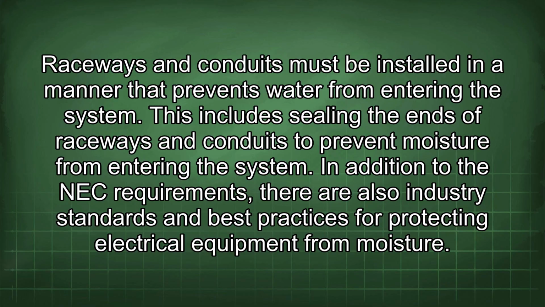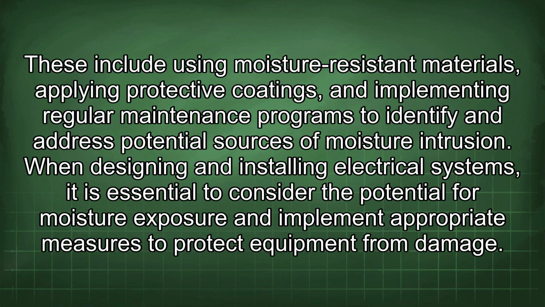In addition to the NEC requirements, there are also industry standards and best practices for protecting electrical equipment from moisture. These include using moisture-resistant materials, applying protective coatings, and implementing regular maintenance programs to identify and address potential sources of moisture intrusion. When designing and installing electrical systems, it is essential to consider the potential for moisture exposure and implement appropriate measures to protect equipment from damage.